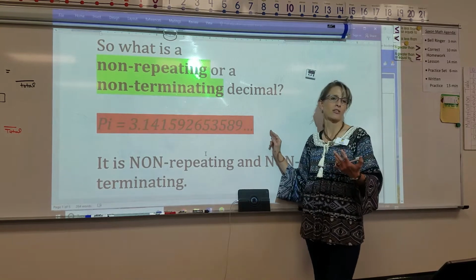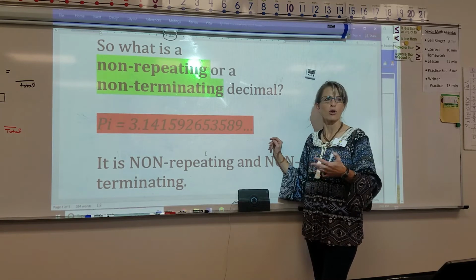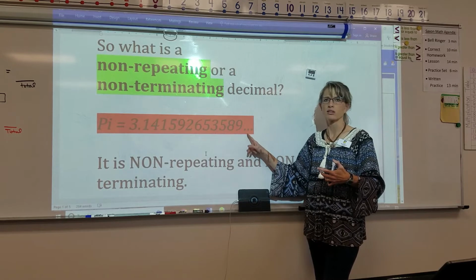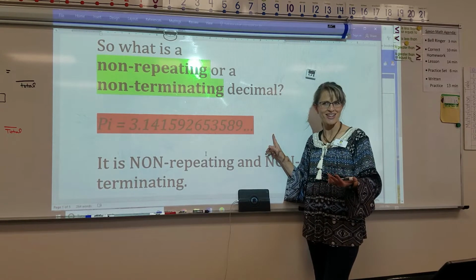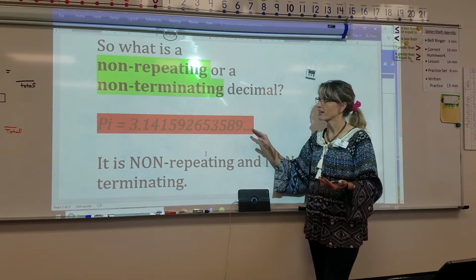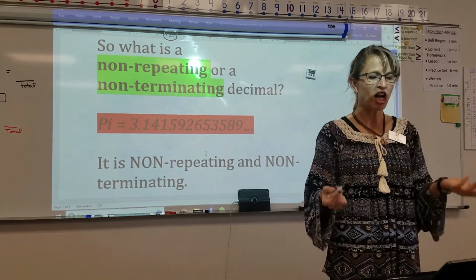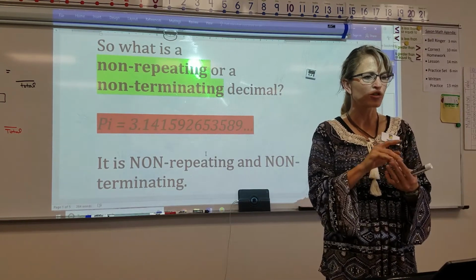And then it has this dot, dot, dot, meaning it keeps going forever, so it doesn't terminate. Think of the word terminate, like if your parent got terminated from their job, that means they stopped working. So a terminating decimal means it stops. Well, this decimal doesn't stop, it goes on. Therefore, we call it non-terminating. It goes on forever. What is it called? Get ready. Non-terminating.